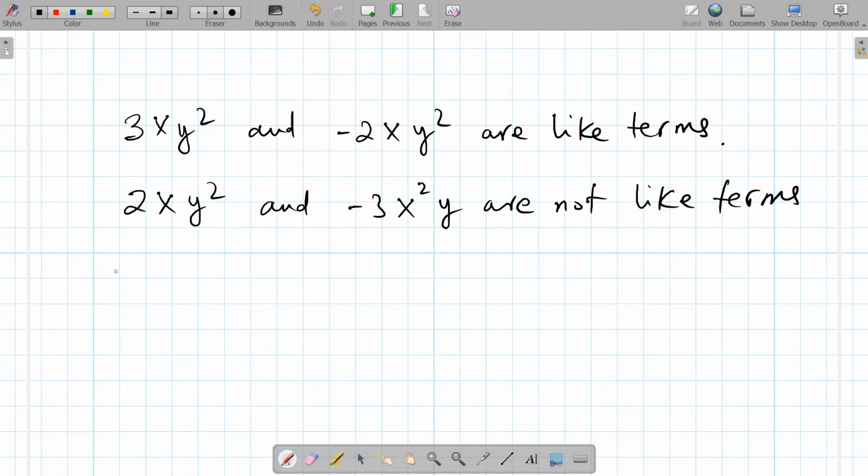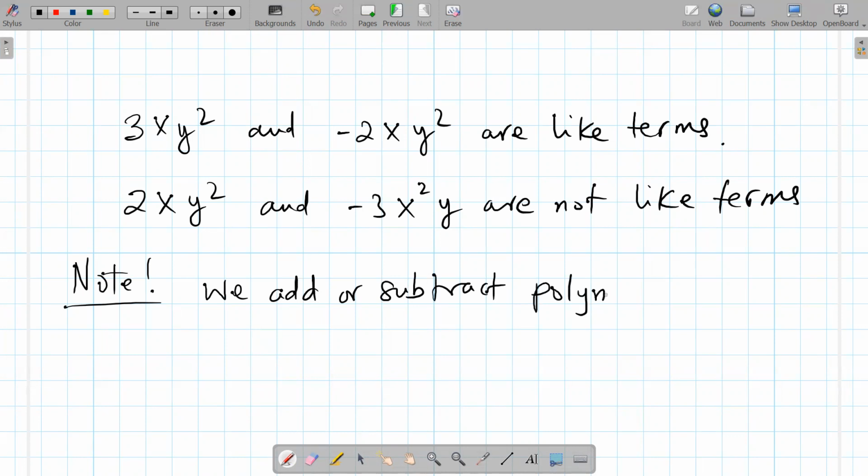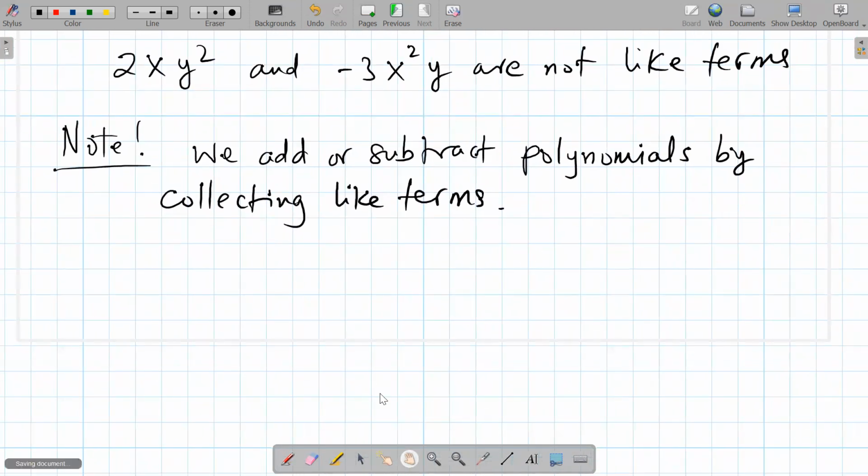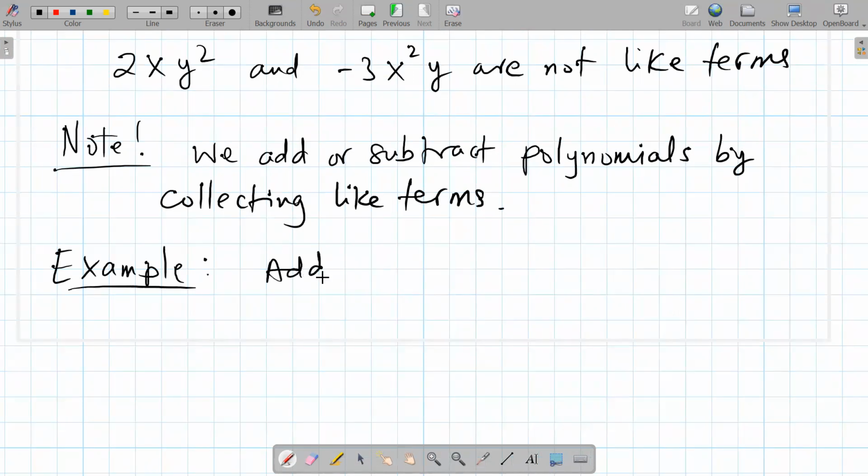Okay, so note we add or subtract polynomials by collecting like terms. Take example. Add the following.